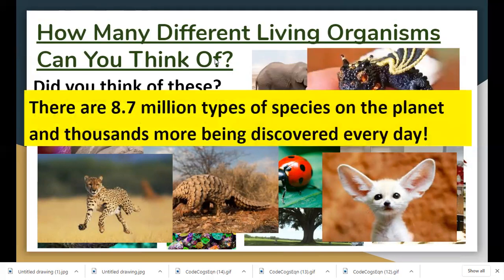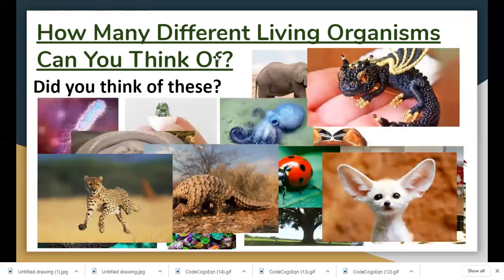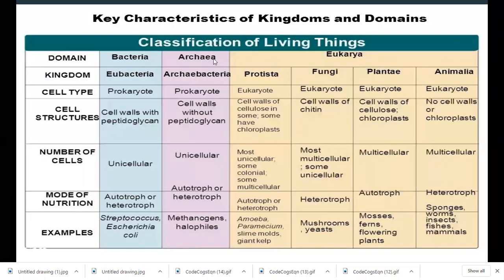There are 8.7 million types of species on the planet. 8.7 million. And there's thousands more being discovered every day. That's amazing. There's just a small variety of different animals and living organisms. Okay, classification of living things. We're going to be talking a little bit about this chart, just some of the classification parts in the chart.